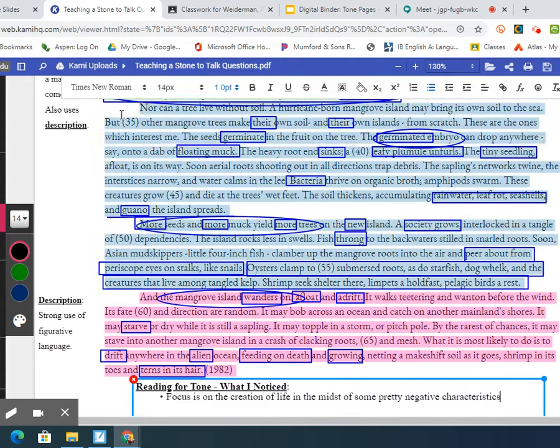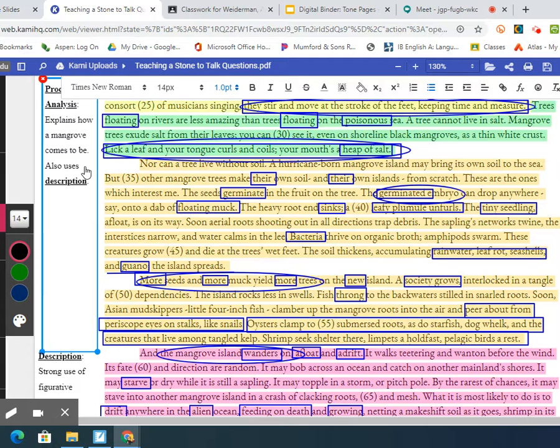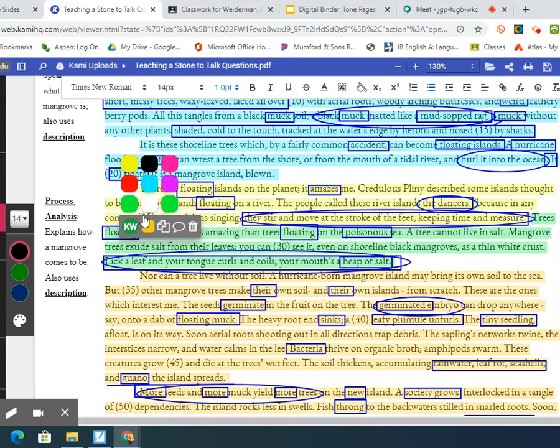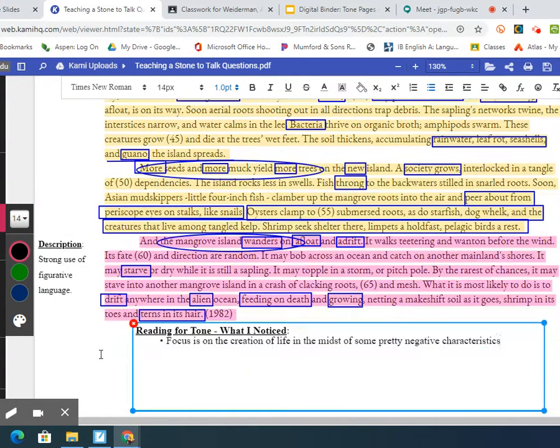Notice all of the repetition of floating. Floating, floating, floats, right? Floating islands. So we've got this idea of ungrounded, but still thriving.